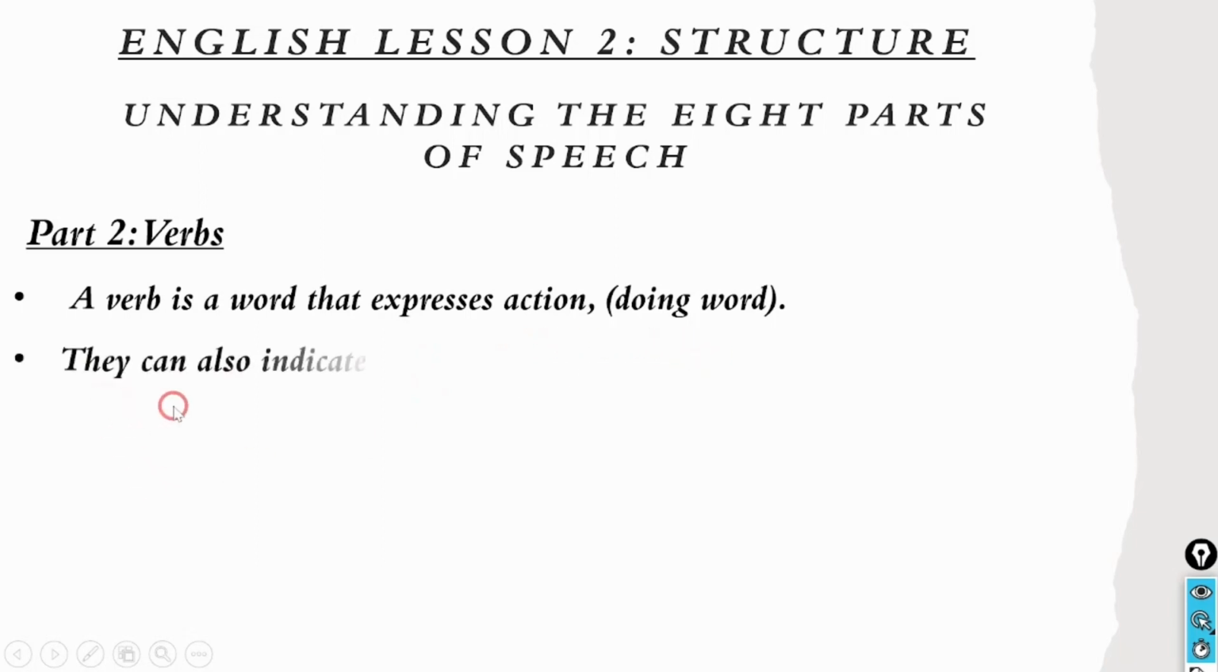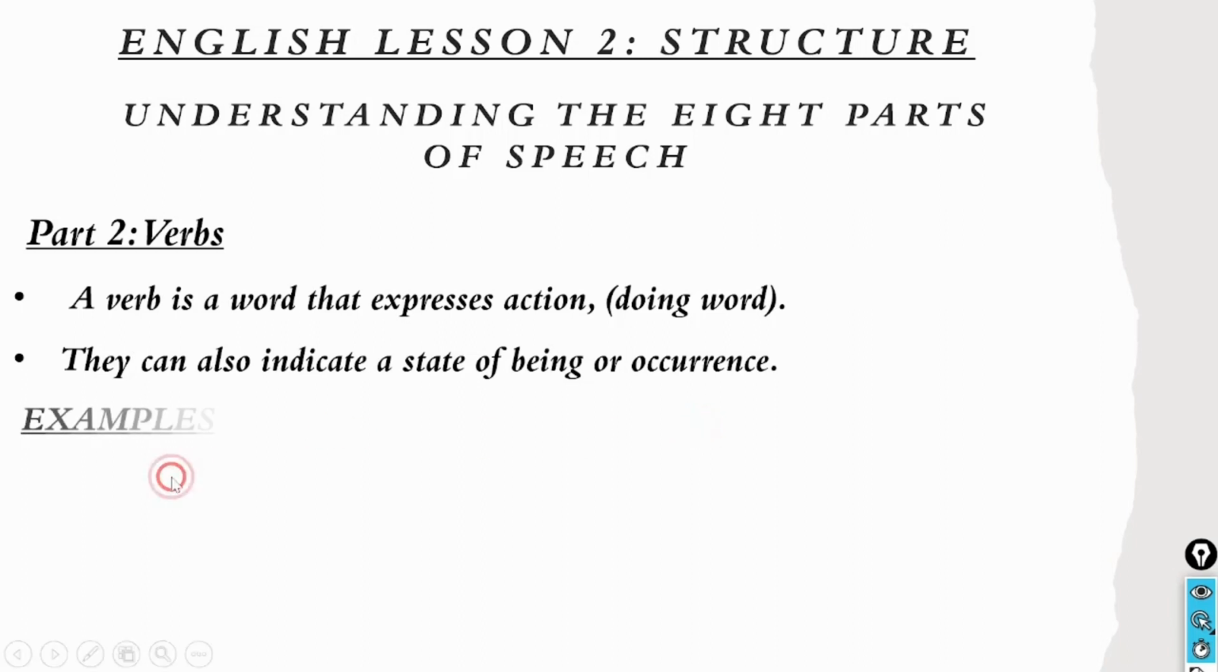They can also indicate a state of being or occurrence. So verbs can also indicate a state of being. They can show how something is, or occurrence, like when did it happen, when is it going to happen, or how did it happen. So they can also indicate a state of being or occurrence. You are going to see.